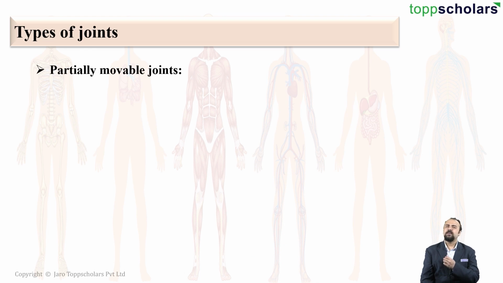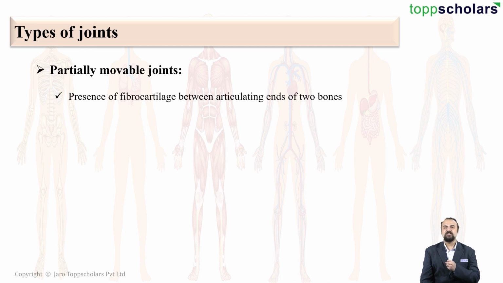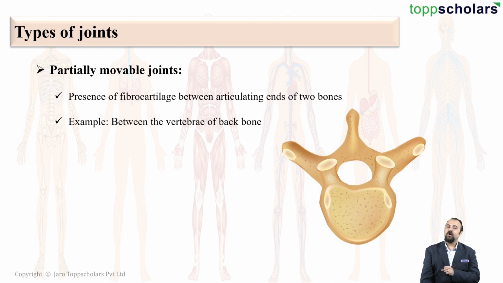Next, we have the partially or the slightly movable joints. These are the joints in which there is presence of fibrocartilage between the articulating ends of the two bones. Also students, the best example for this is the joints present between the adjacent vertebrae of your backbone.